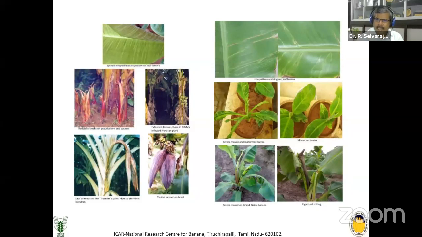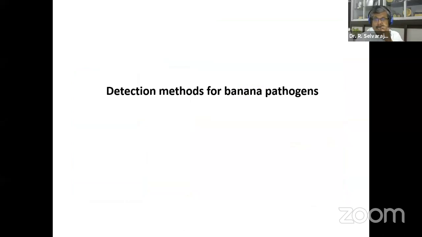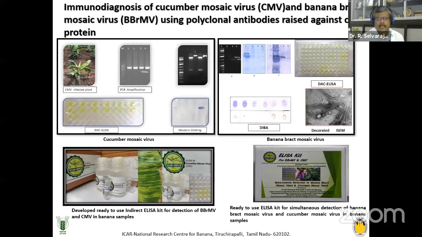But 90% of the pictures we get, we could not identify, because we have not related the infection of a particular pathogen with a particular disease, or distinguished it from nutrient deficiency and so on. It's not documented that perfectly. So we need very good diagnostics, which means we need good technologies. And I am going to talk about the detection methods which we have developed for banana pathogens.